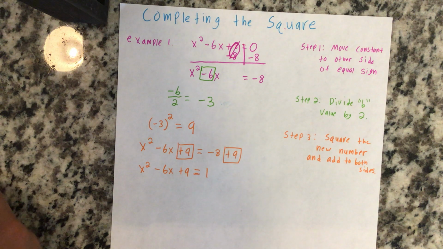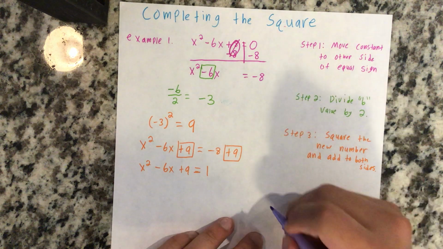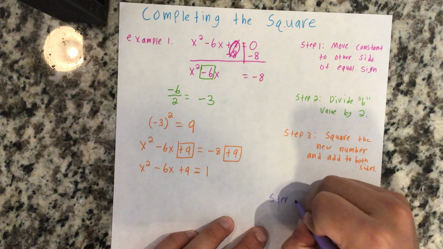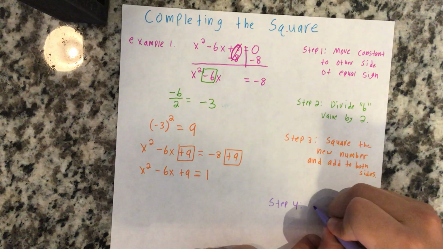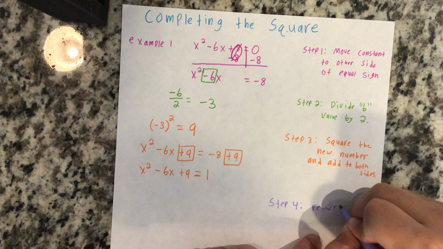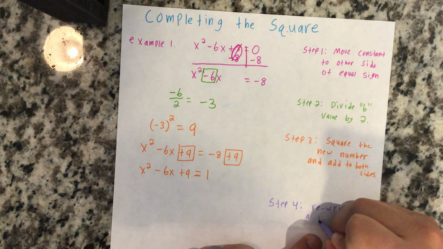So let me slide a different color. So let's go to step 4. We're almost done. So step 4, okay? Step 4 is going to be, we're going to rewrite it as a perfect square.